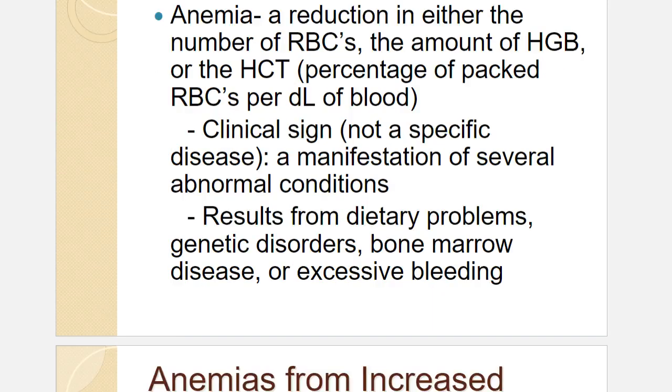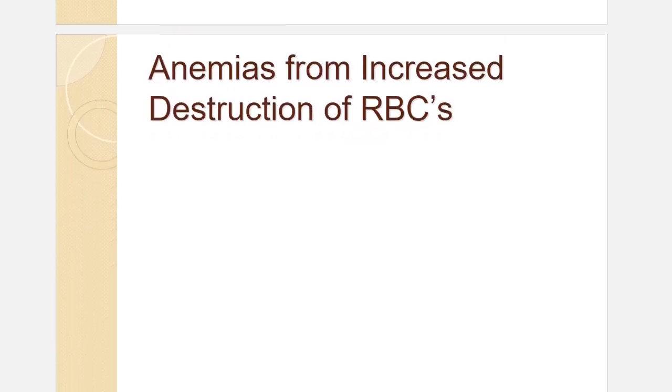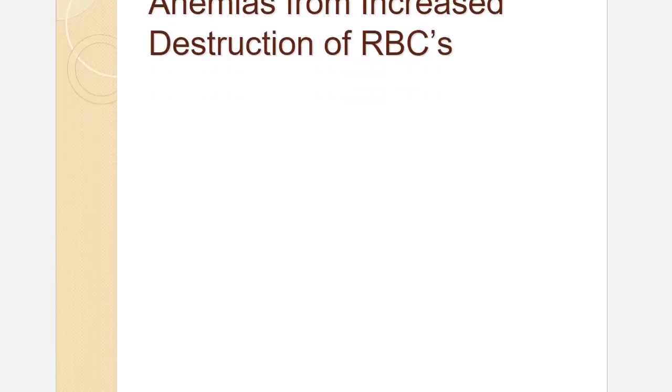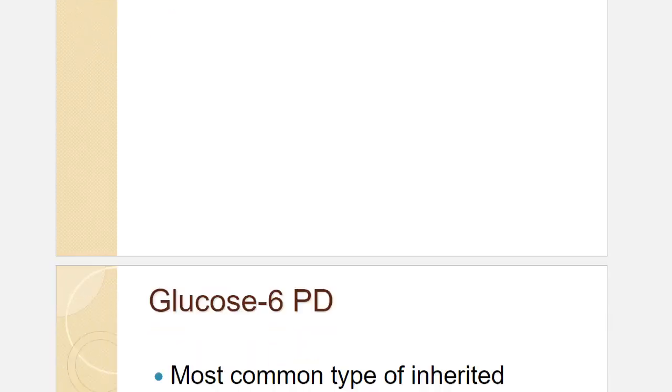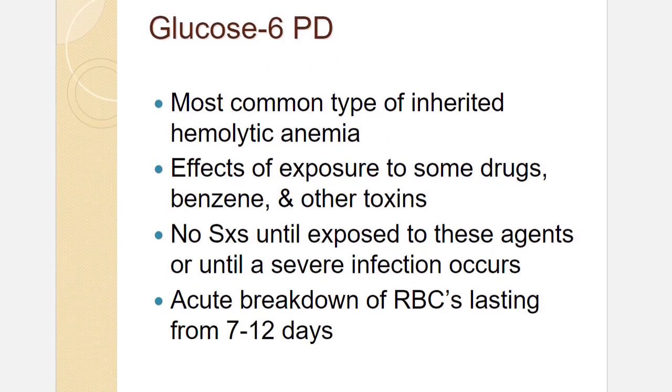Let's look at some of these problems, okay? The first one is anemias from increased destruction of red blood cells, okay? And we call that term hemolysis. And the first disorder that we're going to talk about is glucose 6 PD, okay?